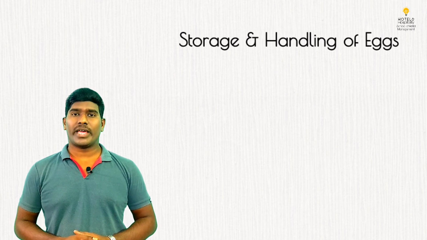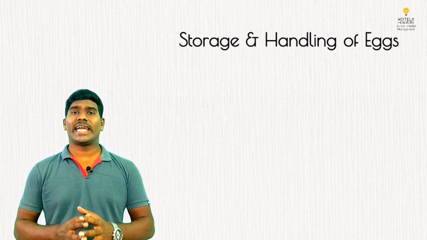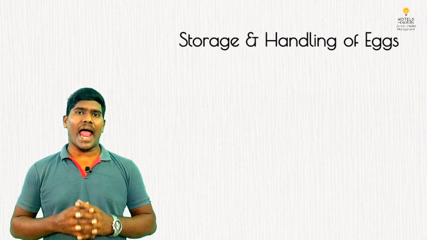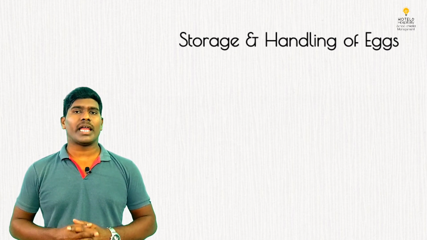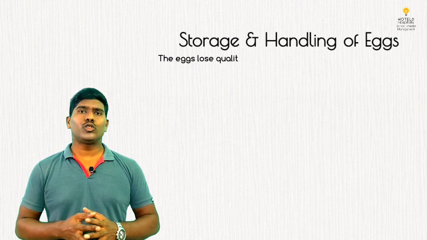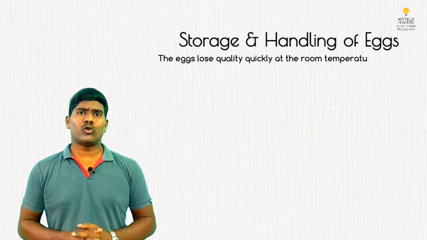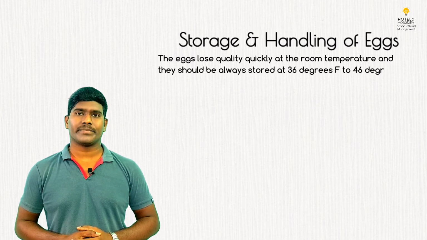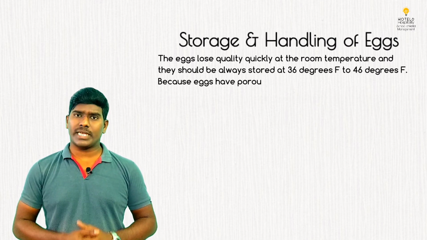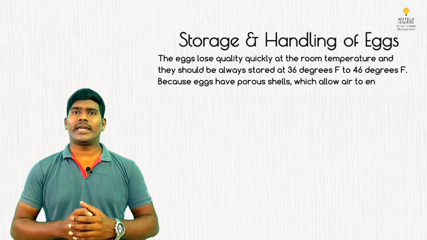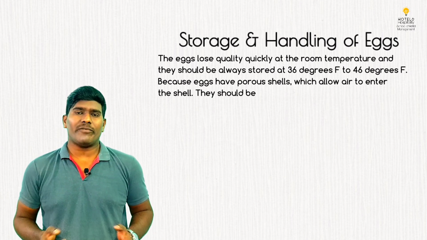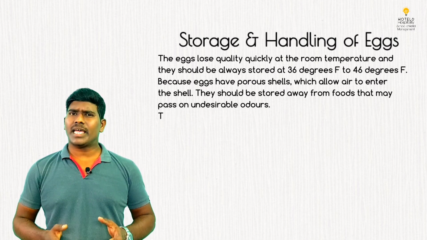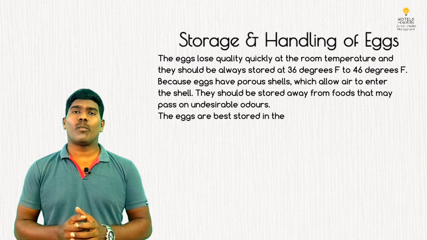Storage and handling of egg. The protection of the egg is of great importance. When improperly handled, its properties as an ingredient and an independent food item are impaired. Eggs lose quality at room temperature. They should always be stored at 36 to 46 degrees Fahrenheit. And because eggs have porous shells that allow air to enter, they must be stored away from foods which give off undesirable odors. The eggs are best stored in a case to prevent moisture loss.